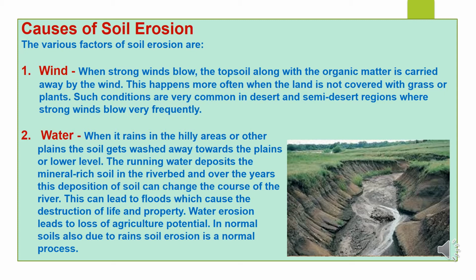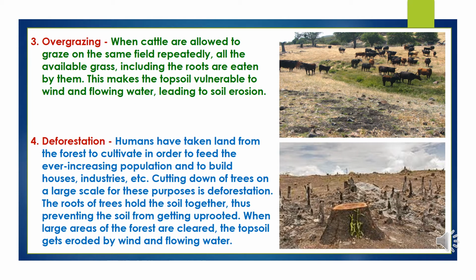The second factor is water. When it rains in the hilly areas, the soil gets washed away towards the plains. The running water deposits the mineral-rich soils in the riverbed, and over the years this deposition of soil can change the course of the river. This can lead to floods which cause the destruction of life and property. Water erosion leads to loss of agricultural potential. In plains also, during cultivation, if there are rains, the soil is carried away by the water. The third factor is overgrazing.